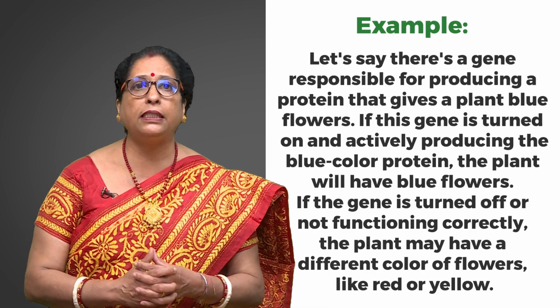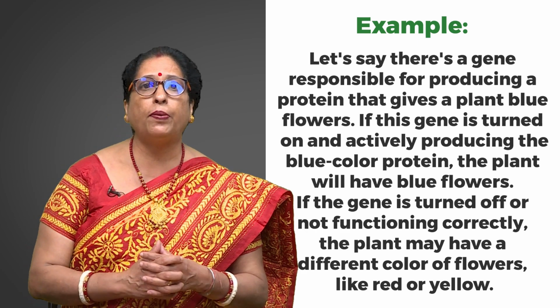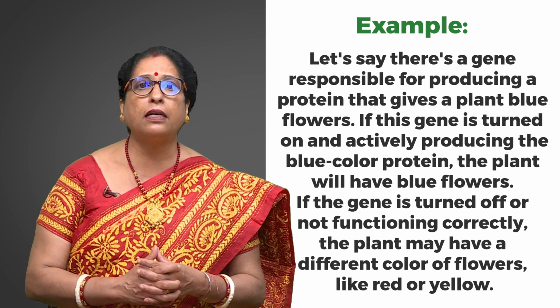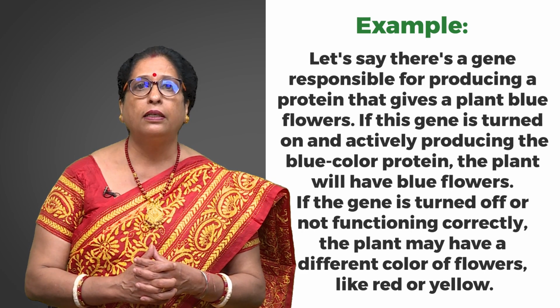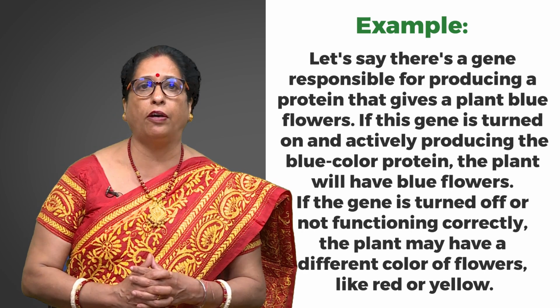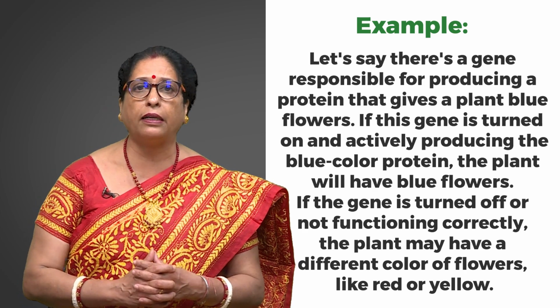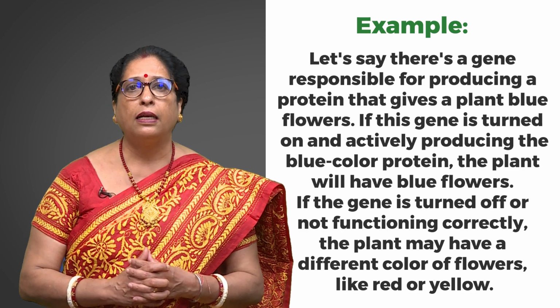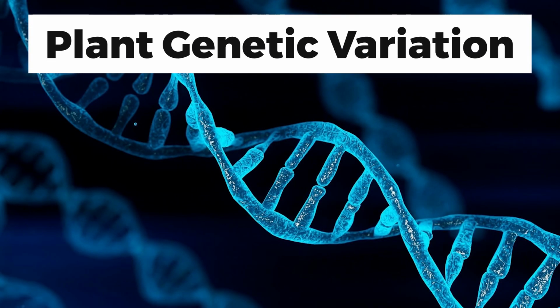For example, let us say there is a gene responsible for producing a protein that gives a plant blue flowers. If this gene is turned on, actively producing the blue color protein, the plant will have blue flowers. If the gene is turned off or not functioning correctly, the plant may have a different color of flowers, like red or yellow.